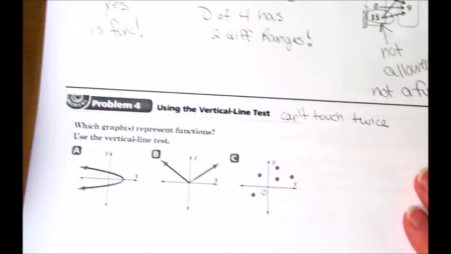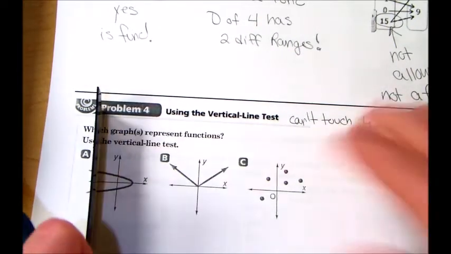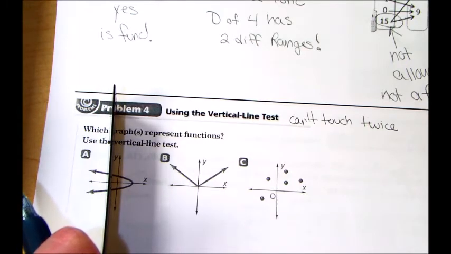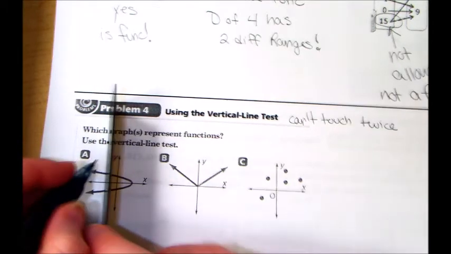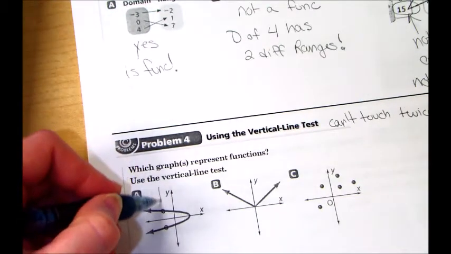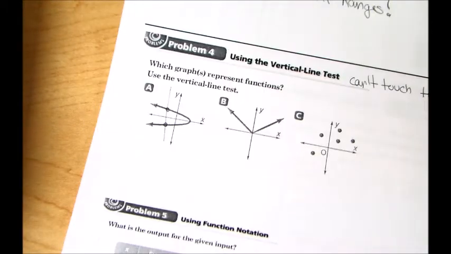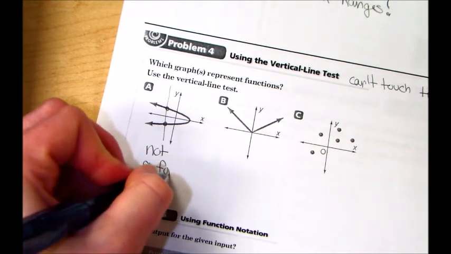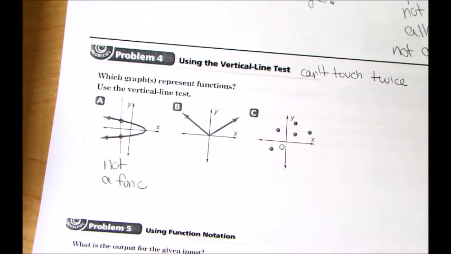Okay, so let's look at A. So right here, if I put a vertical line right where I have this ruler, do you see how it would touch 2 times? It would touch here and here. Remember how I drew a vertical line right here? That's not allowed. This one is not a function. It can't touch twice anywhere.